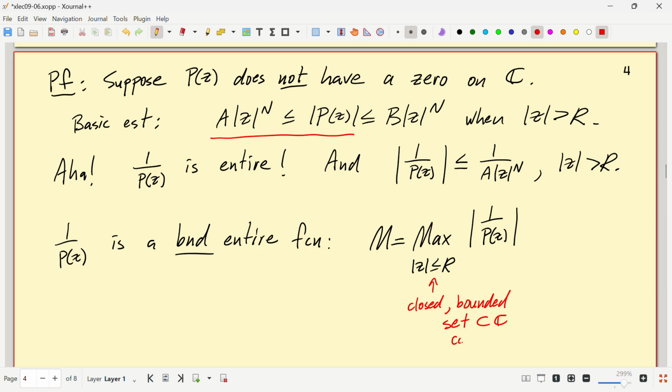So it's compact. And this is a continuous function. Let's see, P is continuous and non-vanishing, so 1 over P is continuous and non-vanishing. And of course, the modulus of a continuous function is also continuous. So this would be continuous on the set mod Z less than or equal to R. So it would have a max.